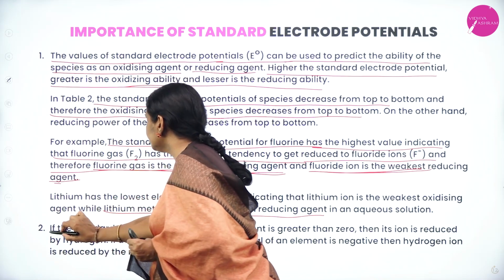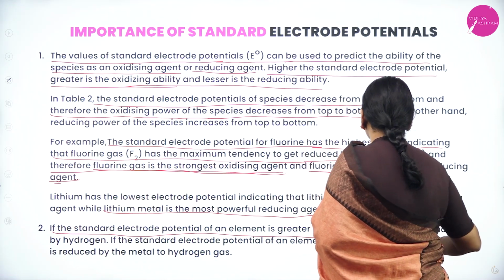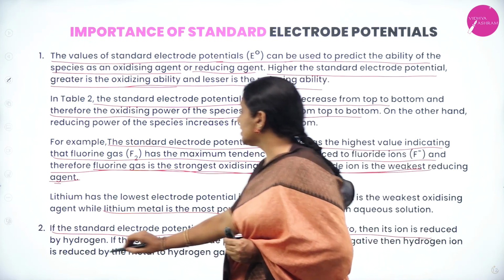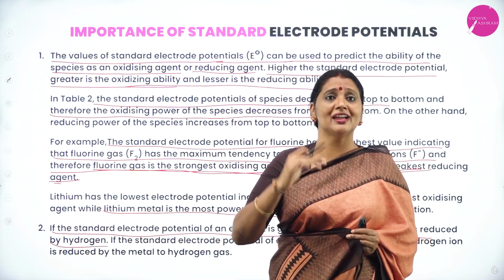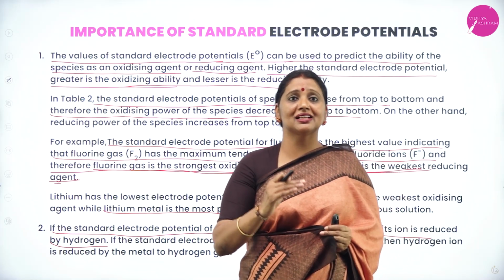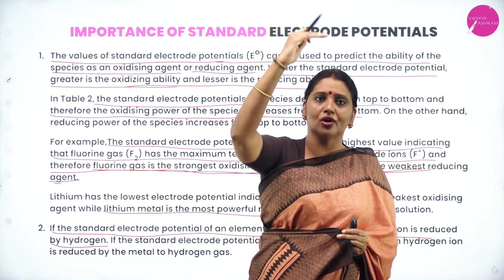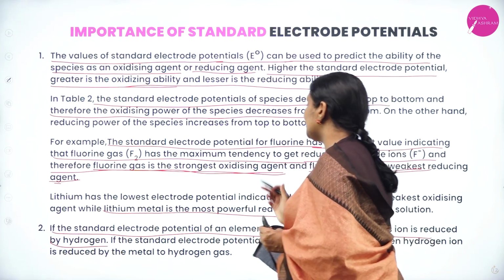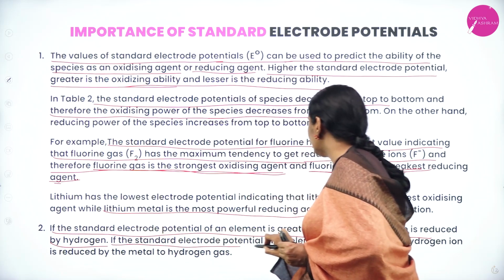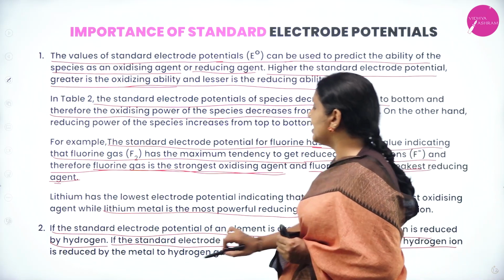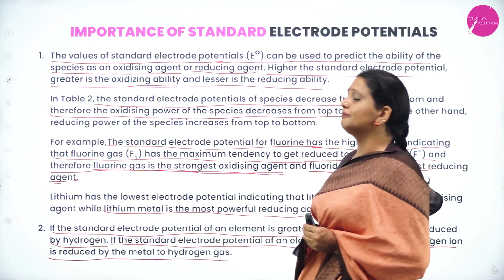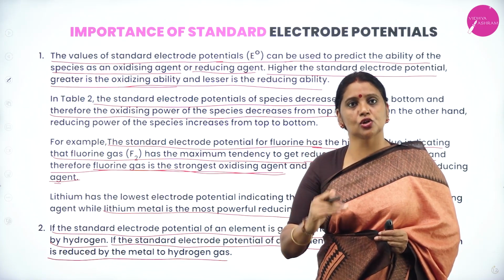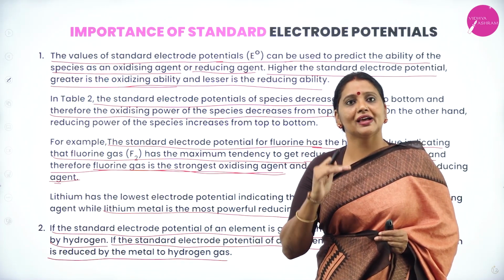One more thing: if the standard electrode potential of an electrode is positive, greater than 0, the ions are reduced by hydrogen. That is, in the electrochemical series, metals present above hydrogen with positive E0 values have ions that are reduced by hydrogen. If the standard electrode potential of an element is negative, then the hydrogen ion is reduced by the metal. Here, hydrogen has an E0 value of 0 volts.